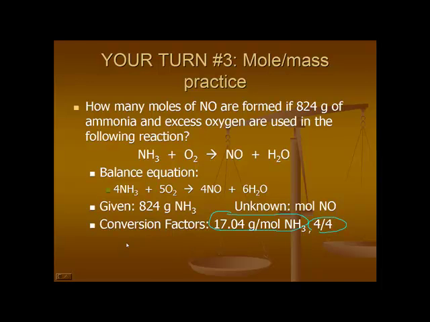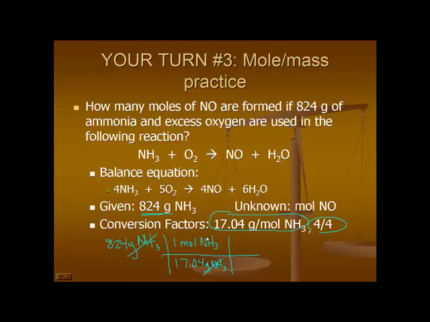The way you're going to end up setting this up, always start with your given. So the 824 grams of NH3 is the first thing you would write down. In order to bridge from one substance to another, I have to have moles. So I'm going to change from grams to moles first. If I'm looking for moles, that means 1 mole of the NH3 on the top. And converting to grams means that molar mass, 17.04 grams of NH3 on the bottom. This cancels out the grams.